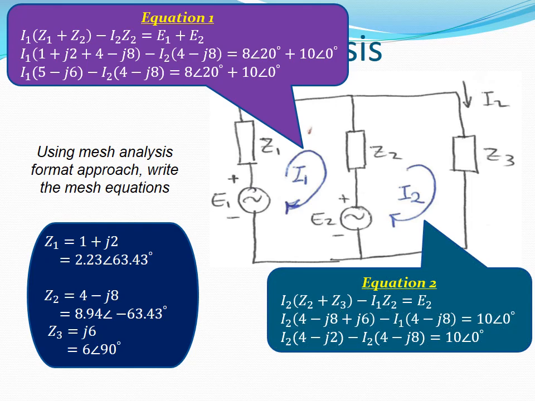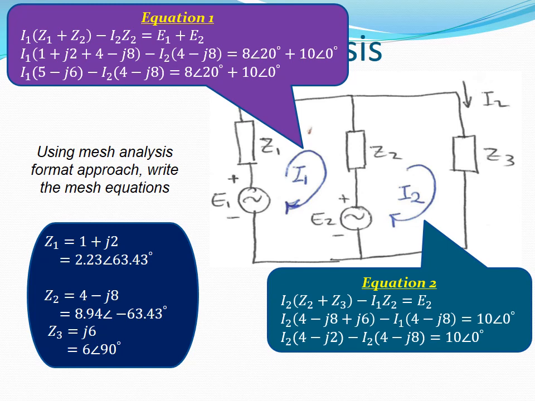For loop 2, the impedances through which the loop current flows are Z2 and Z3. Therefore, the first term is I2 by Z2 plus Z3. The only mutual current is I1 and the corresponding mutual impedance is Z2. Therefore, the only mutual term is minus I1 Z2. The voltage source in the loop is E2. Therefore, the right-hand side is equal to E2.